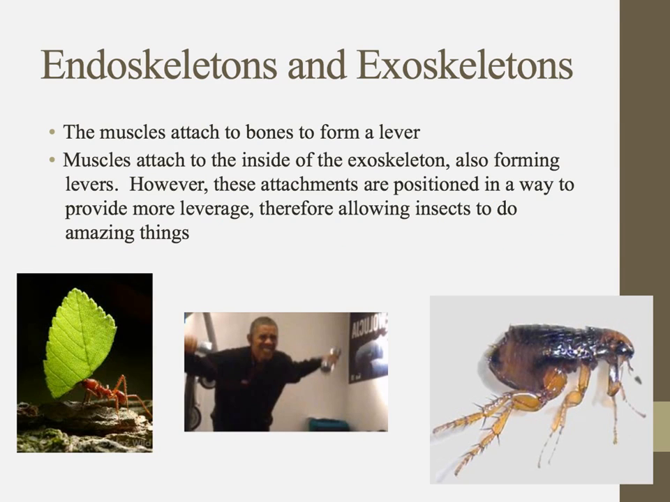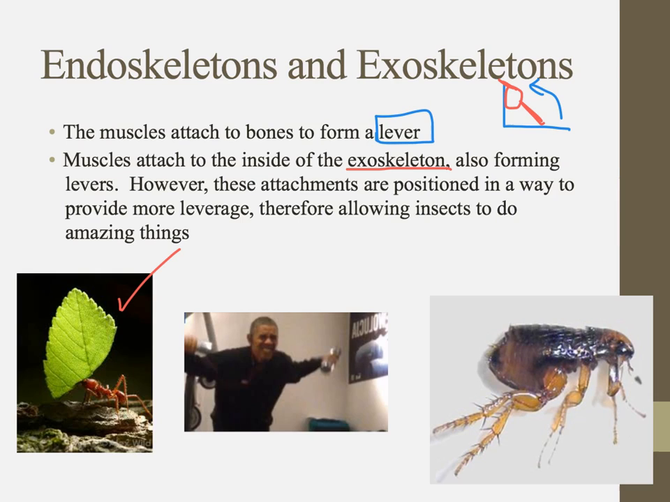Now, when muscles attach to bones, they form a lever, okay? So for all my physics friends, a muscle is going to attach to one bone and then to another, and then it allows that bone to move in a lever motion. For those muscles of an insect or other organisms that have an exoskeleton, they attach in such a way that gives that joint way more leverage. And that way they can do amazing things.